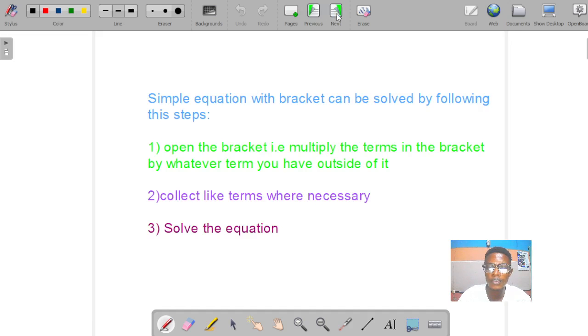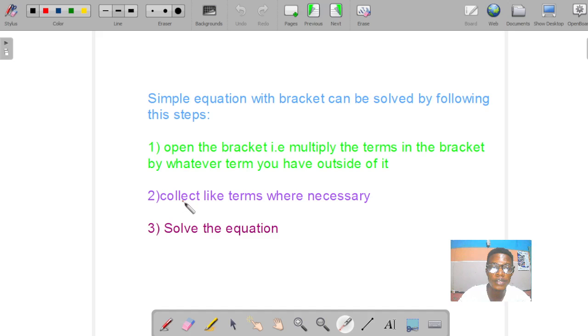Now, there are various things you need to take note of to be able to solve algebraic, simple linear equations with brackets. There are three important points to take note of, and I want you to keep this at heart at all times when you are solving any simple equation that involves brackets. Number one, open the brackets: multiply the terms in the bracket by whatever term you have outside it. When you have a particular number outside of a bracketed expression, you use the number outside to multiply the expressions inside the bracket. That is the concept of opening the bracket.